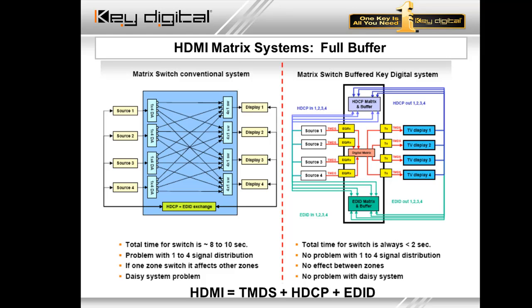So if we look here at the bottom of the screen, you see a formula that is just absolutely beaten into our heads here at Key Digital, something that we mumble in our sleep. That is HDMI equals TMDS. That's your video and audio portion of an HDMI signal, but HDMI is much more than that. HDMI equals TMDS plus HDCP. That's the copyright protection. More often than not, it is there. Of course, not always there. Plus EDID. That is your handshake information, your resolution, compatibilities, etc.